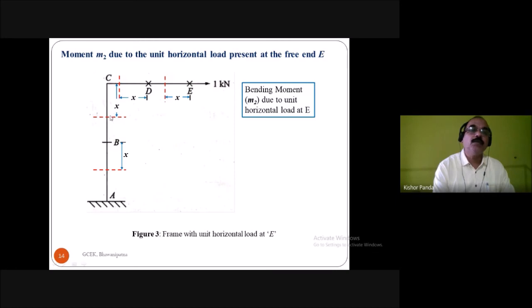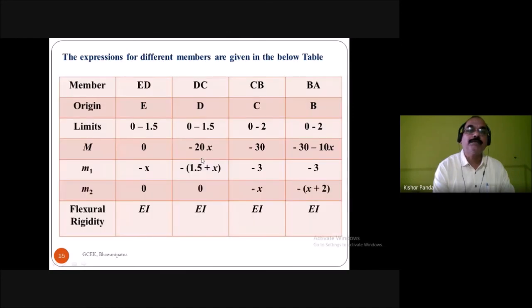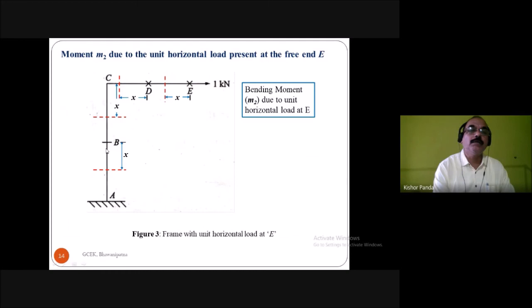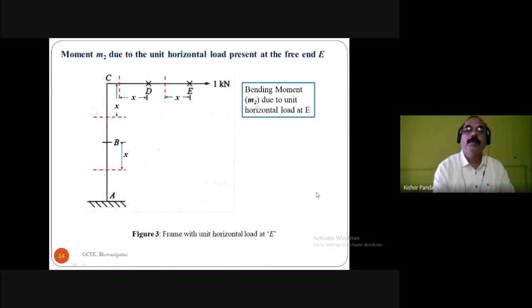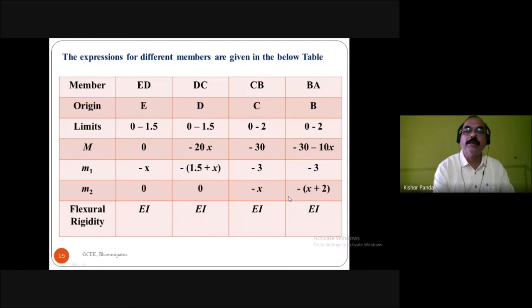Then between C and B, what is the moment due to the unit horizontal force at E? 1 into x, minus 1 into x. This one is minus x. Then what is the moment between A and B due to the unit horizontal force at E? This is the force and this is the perpendicular distance. This distance is your 2 meters given, and this is x. So 2 plus x, minus x plus 2. 1 into x plus 2, and the rotation is clockwise direction, so you have to take negative, minus x plus 2.